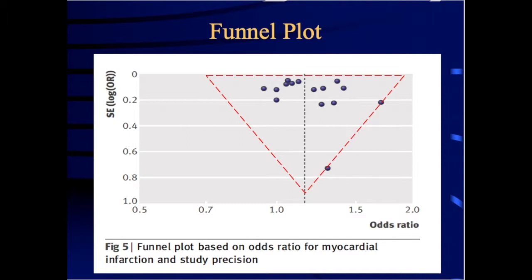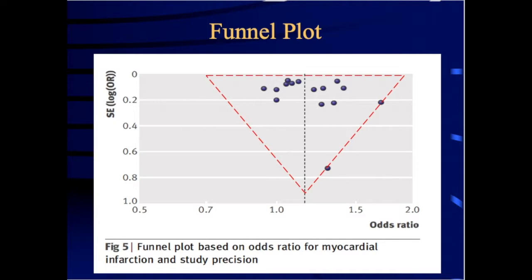In a funnel plot, we're again trying to look at publication bias, whether or not all these studies should have been combined. And what we can see here is that we have one study that's pretty much at the bottom. As you can see, the standard error of the log is a little bit above 0.8. And we can try to figure out which study this is and why it was included.